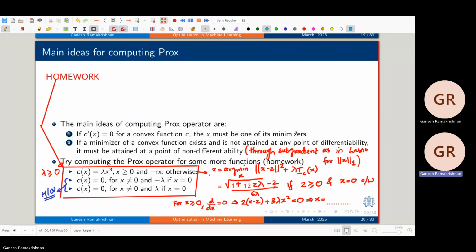So you just need to verify some of these homework problems. The approach is, for x greater than or equal to 0, you'll just take d by dx to be 0, which will give you this quadratic expression. 3 lambda x squared plus 2x minus z should be equal to 0, which will give you this expression. Okay, I hope you can work this out yourself.